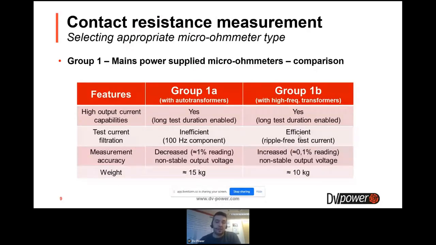filtration of the test current when you do not have good regulation and filtration of the test current. You also cannot expect to have such good accuracy or stable output voltage, which is required because you don't want to have any ripples in the output signal, output current.